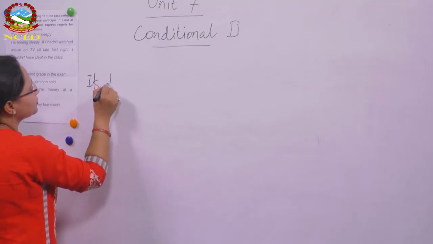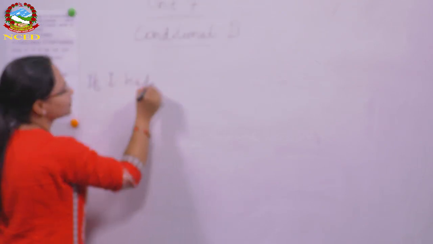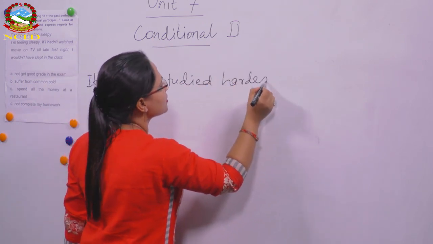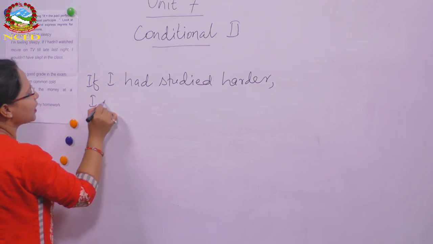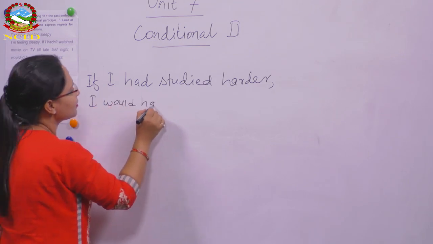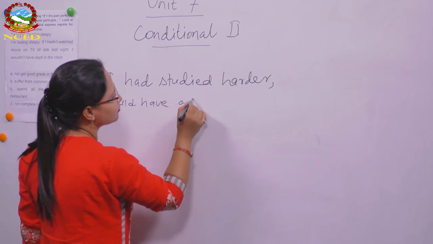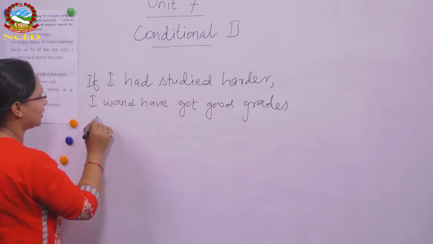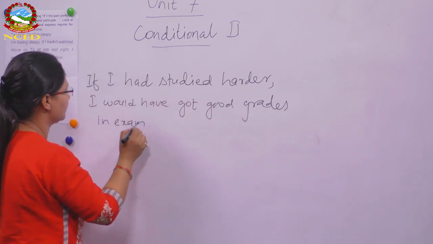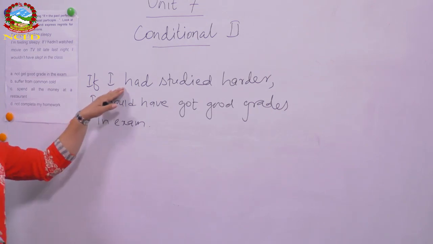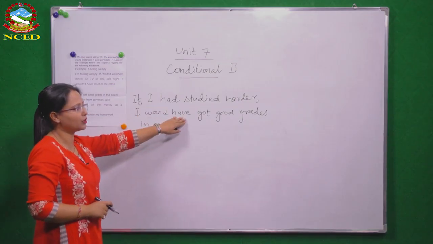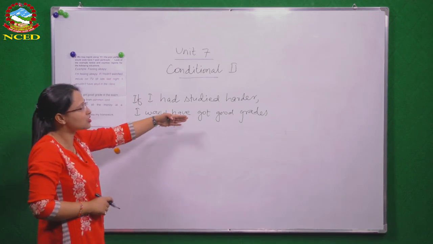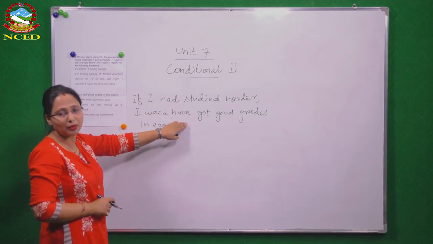So what sentence can you make here? If I had studied harder, okay, a simple example, studied harder, I would have got good grades in exam. मैले अलिकति बढी मेहनत गरेको भए मैले राम्रो ग्रेड ल्याउँथे होला. So what am I regretting for? I'm regretting for not studying that hard. Okay, मेहनत नगरेकोमा पछुतो छ मलाई.